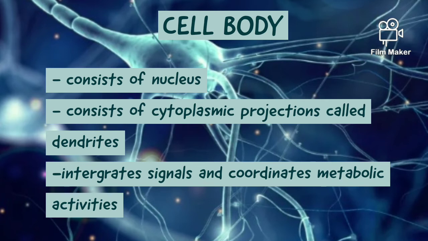The next structure of neuron is the cell body. It consists of the nucleus and cytoplasmic projections called dendrites. It integrates signals and coordinates metabolic activities.